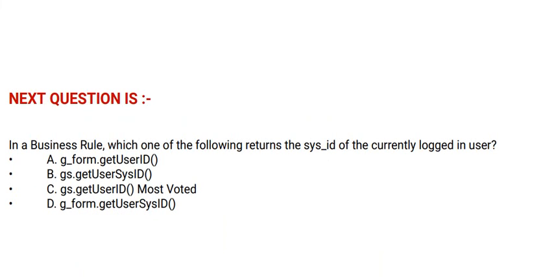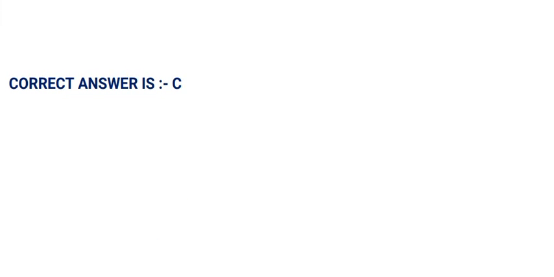Next question is, in a business rule, which one of the following returns the sys_id of the currently logged in user? Option A, g_form.getUserID. Option B, gs.getUserSysID. Option C, gs.getUserID. And option D, g_form.getUserSysID. The correct answer is option C.